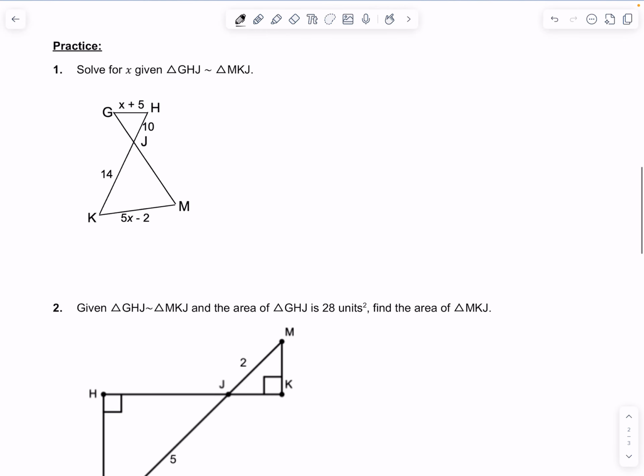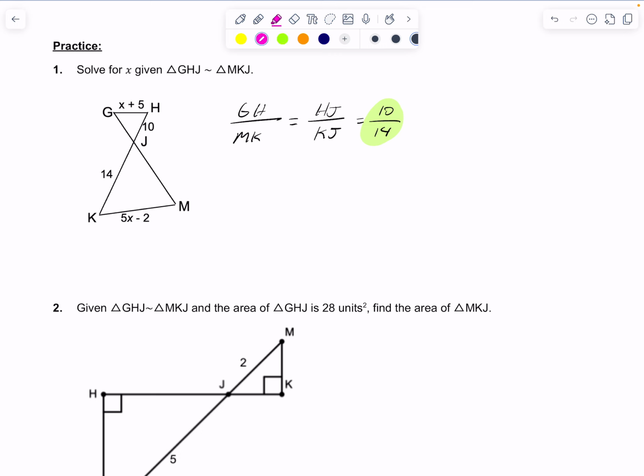All right, so the first one, we're gonna solve for x given that these 2 triangles are similar triangles, okay? So I'm gonna go ahead and write that GH over MK, right? Those are going to be the ones that correspond to each other. And that's gonna be equal to, looks like HJ and KJ, all right? So I can go ahead and say that ratio for HJ over KJ is 10/14. So what I'm gonna do is I'm gonna take this fraction and I'm gonna set it equal to this ratio because those are gonna be expressions with x, all right?